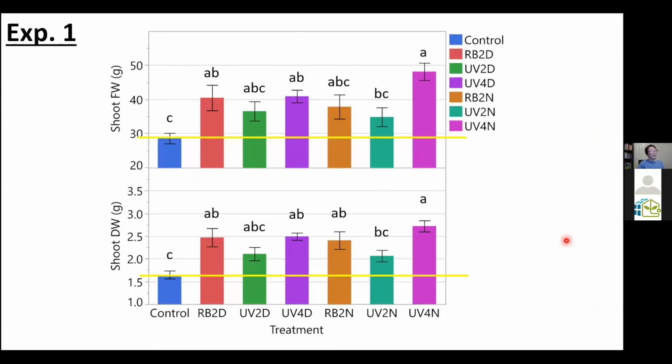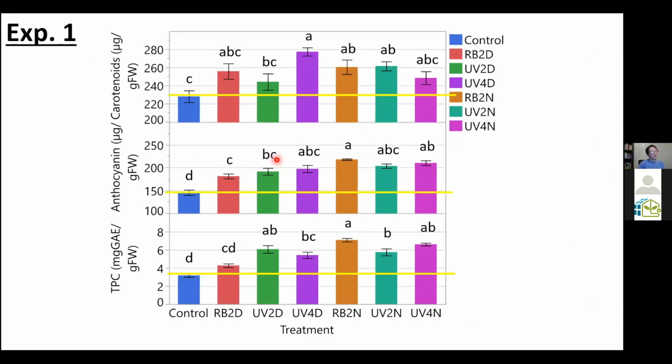And if we look at the data, this is the yield data, and the yellow line is the level of the control without the supplemental lighting. This is dry mass and this is fresh mass. You can see the fresh mass, which is the yield. So the supplemental lighting all increased the fresh weight. And for the phytochemicals, we have the carotenoid, the cyanin, and the total phenolic compounds. Again, compared to the control, almost all the supplemental lighting treatments increased these nutritional quality parameters.